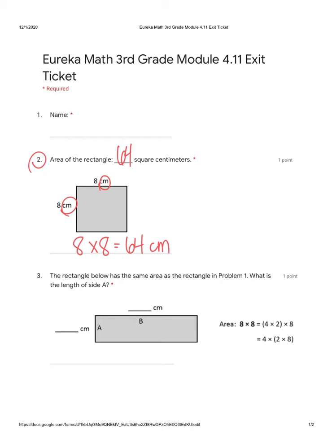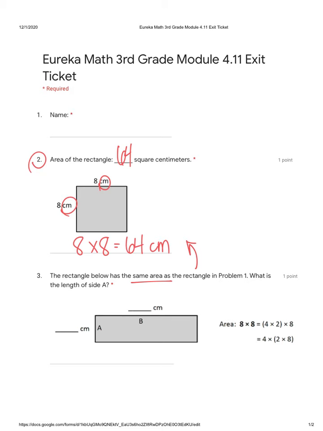Problem number 3. The rectangle below has the same area as the rectangle in problem 1, which is 64 square centimeters. What is the length of side A? Okay, well, we know that the shapes are different. So in problem 1, it's a square, okay? Problem 2, it's not. We're going to have different numbers. We're not going to have 8 square units because one side is shorter and one side is longer.